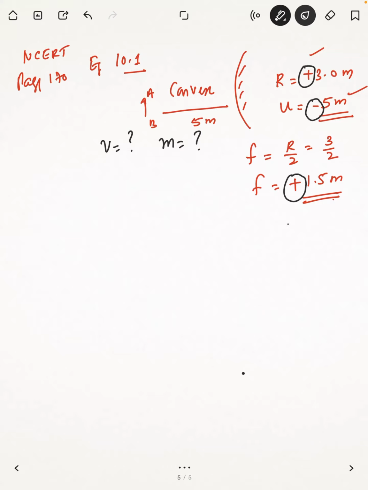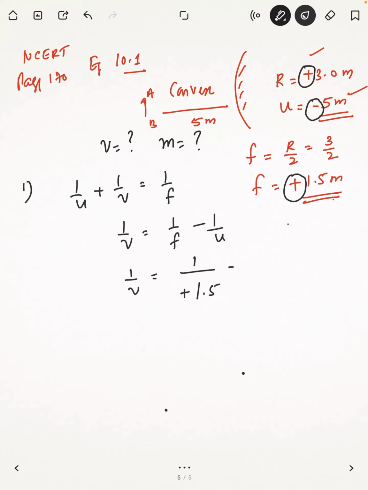So first we use the mirror formula, 1 by u plus 1 by v is equal to 1 by f. So 1 by v is equal to 1 by f minus 1 by u. Substitute the values: 1 upon f, f is positive, 1.5, minus 1 upon u. The value of u is minus 5, so you have to put the sign also here.